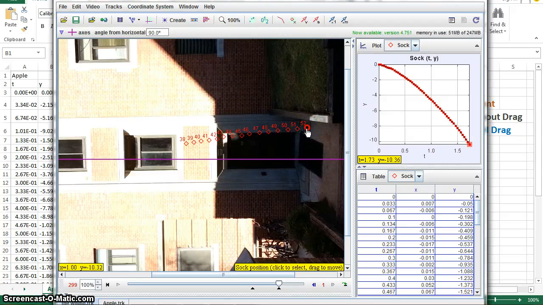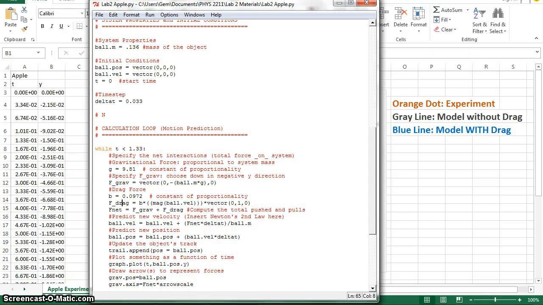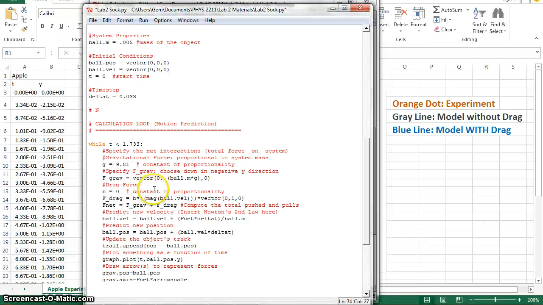I also ended right before the ball hit the ground, and I took this information and put it in the model: the initial conditions of 0, 0 origin, and 0 or rest velocity, and the time step is the same, but this time the time was 1.733 because that is the whole duration of the sock falling.